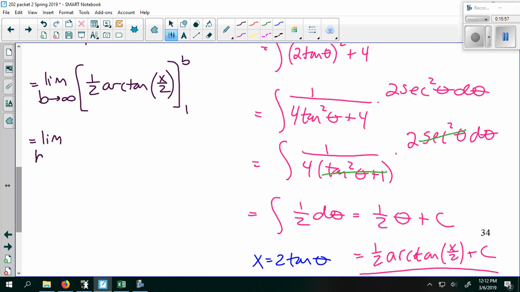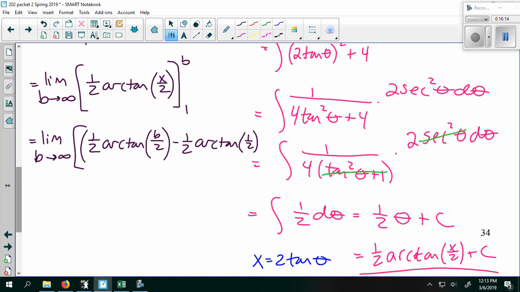Limit as b goes to infinity of, when I plug in a b, I get 1/2 arctan of b over 2, and then I'm going to plug in a 1, and I get 1/2 arctan of a half.